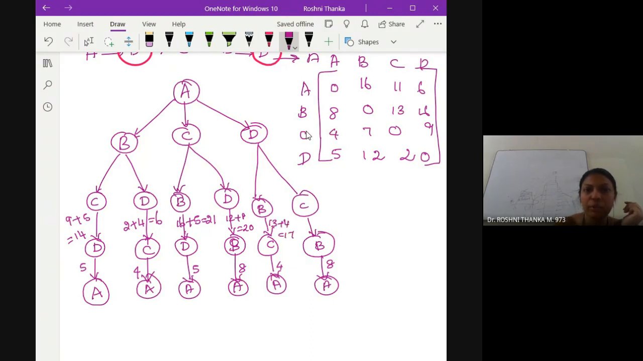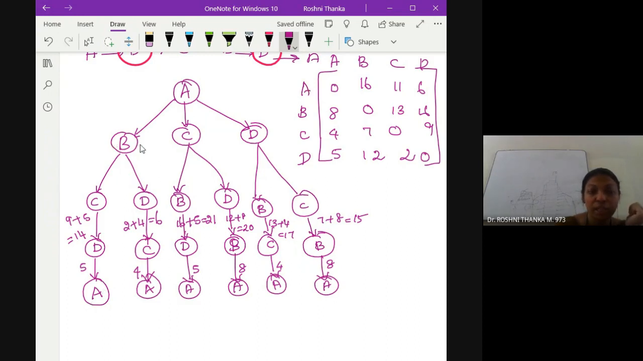Then the cost of moving from C to B: C to B is 7, 7 plus 8 is equal to 15, right? So we found the cost until this. So now again we want to find from B to A.